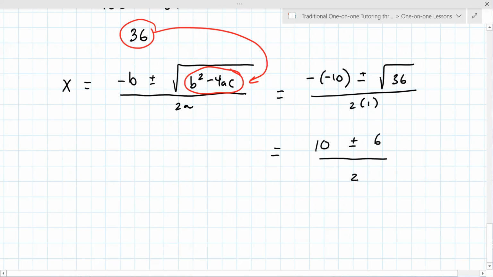So will you go ahead and tell me what the two possible answers are? We did this in the previous problem. It's almost exactly the same. If you want, I can scroll up to show you.